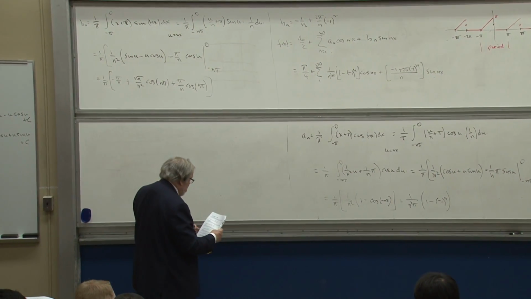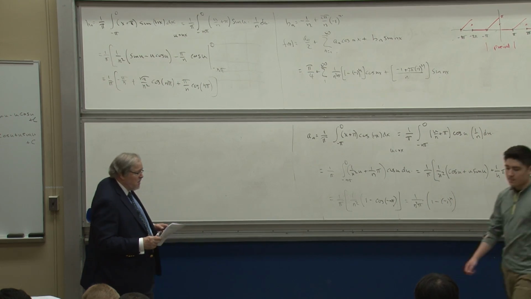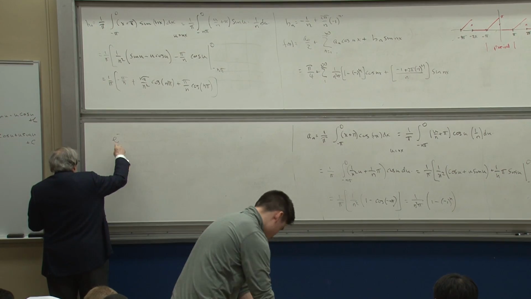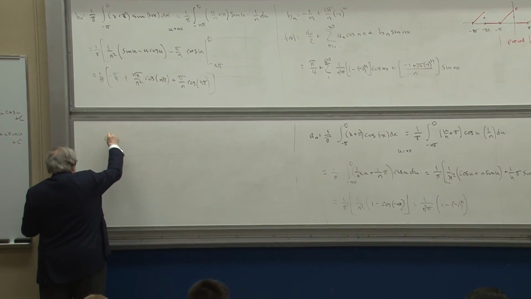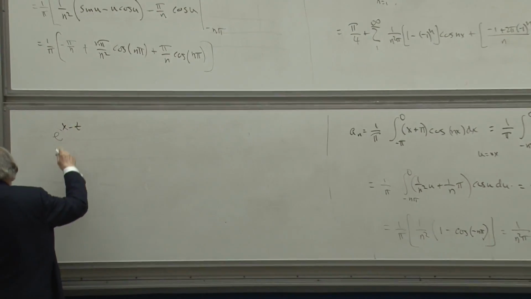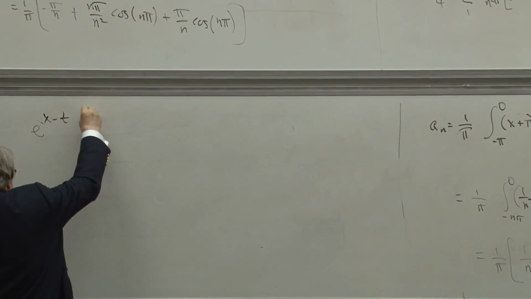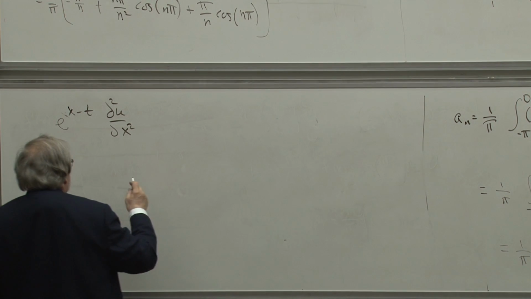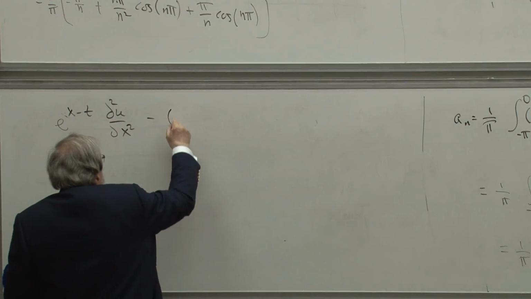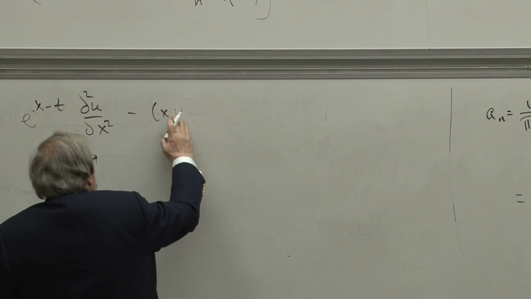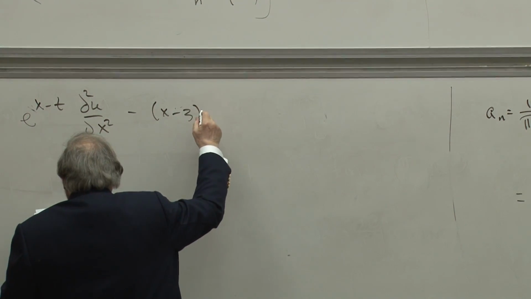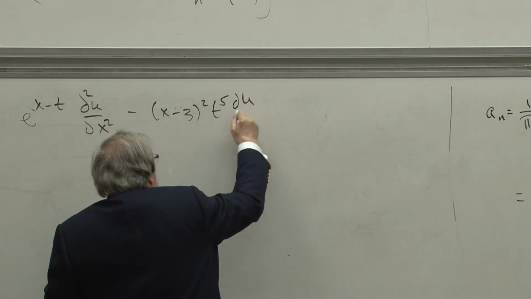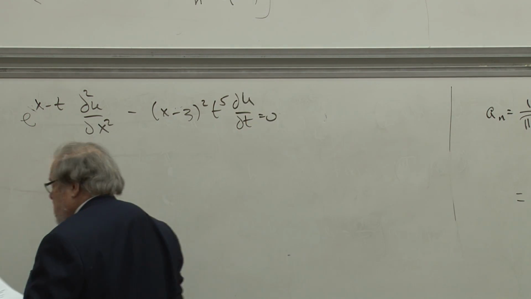But with these things, all we really ask for here is to obtain the differential equations. The last one that we had: e to the x minus t, second partial of u with respect to x, minus x plus x minus 3 squared t to the fifth, second partial of u with respect to t equals 0.